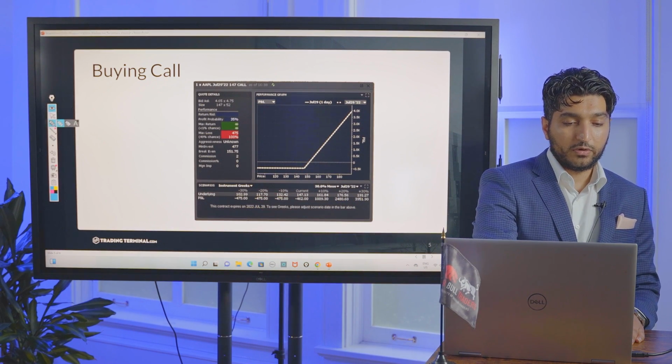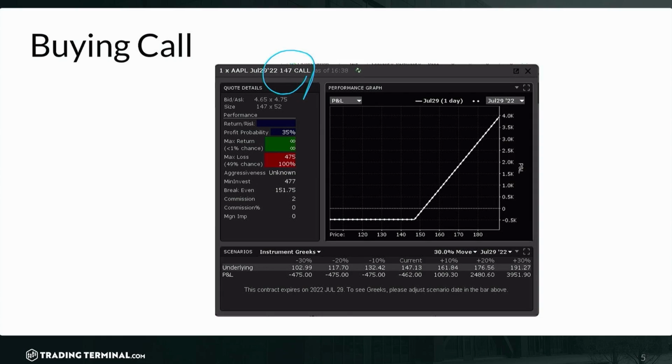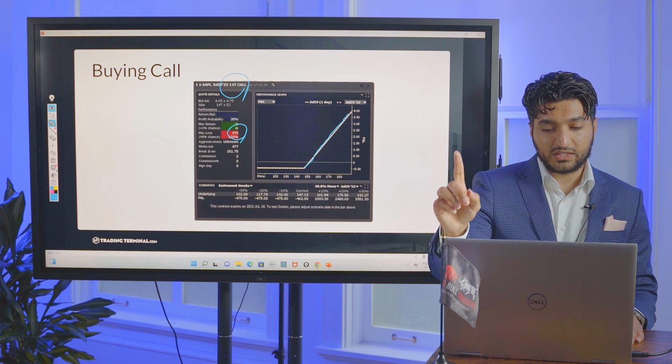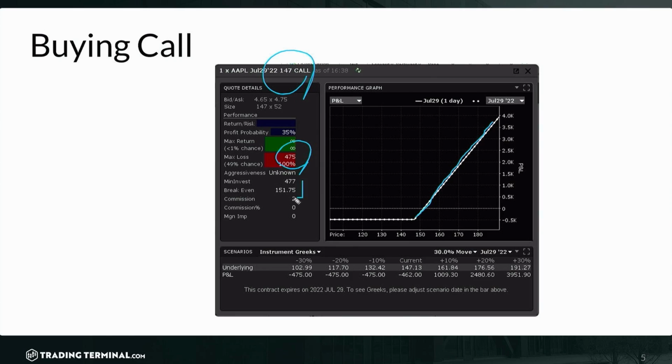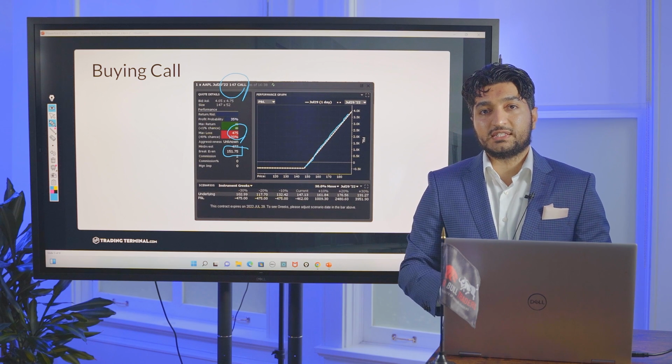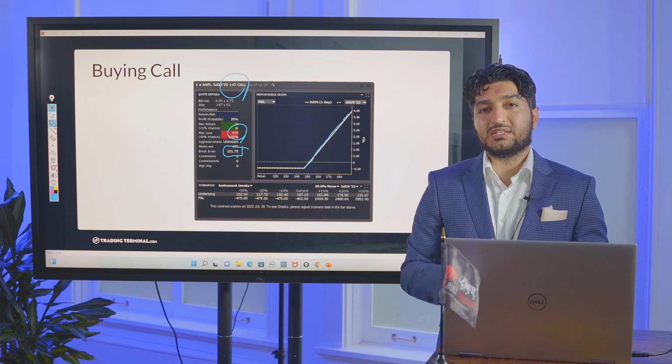So for the $147 call, for every dollar, if Apple continues to go up, you can make more and more money. You're spending $475 for this one contract, so that's $475, and your break-even point is $151.75. That's the difference between how much you paid for that call and the current trading price of Apple.